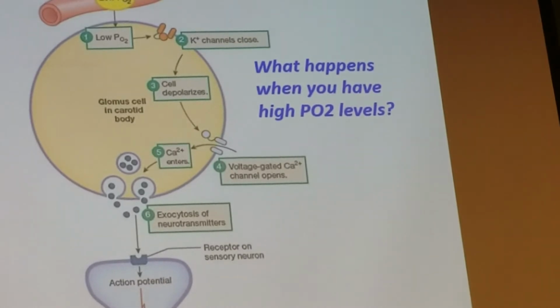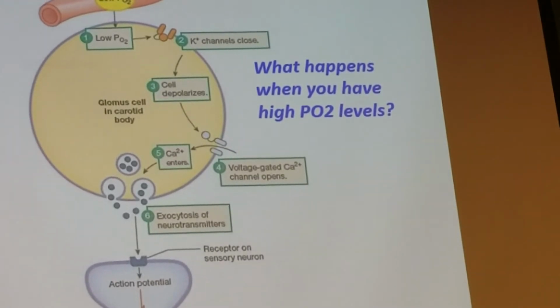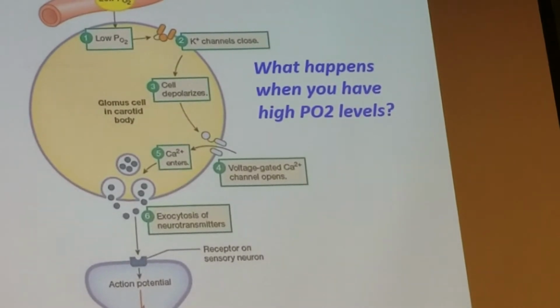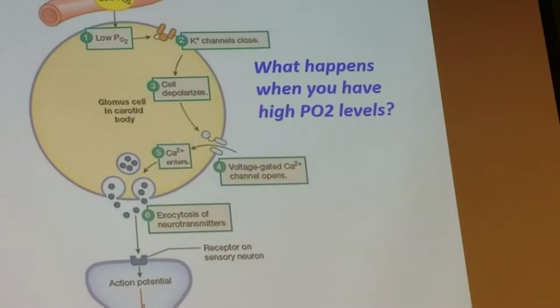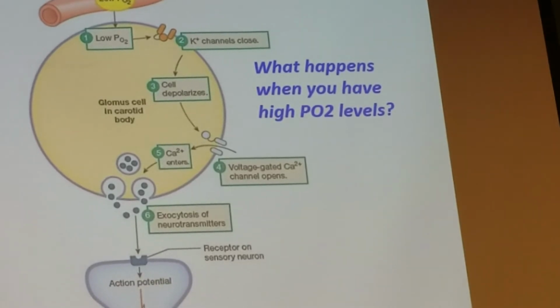Michael? What signals the neuron? Well, the neurotransmitter signals the neuron. I know there's low oxygen, right? So the glomus cell senses it because what precipitates communication to the action potential for the neuron? Low pressure of oxygen.